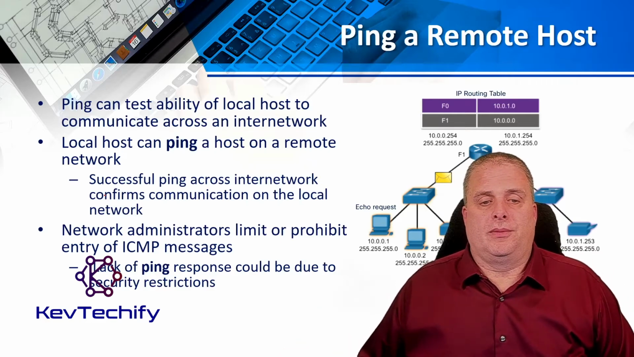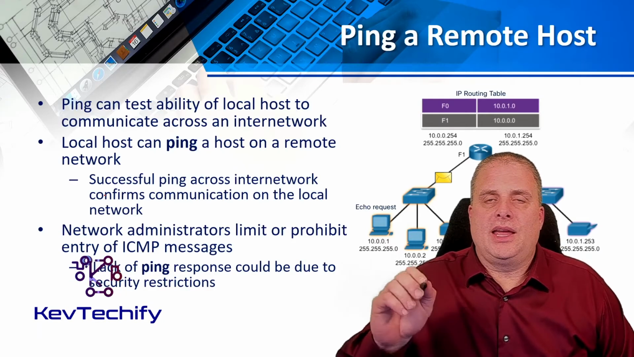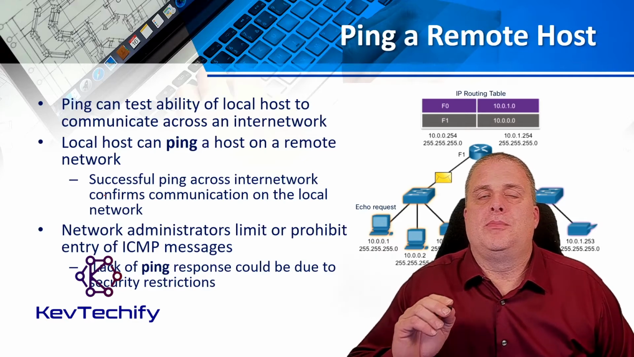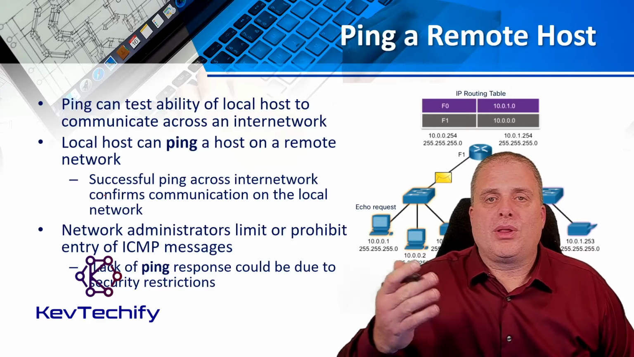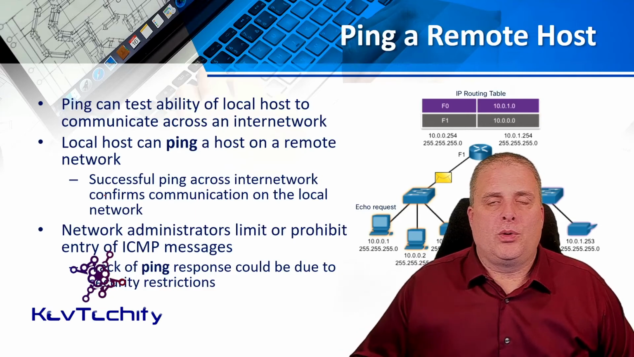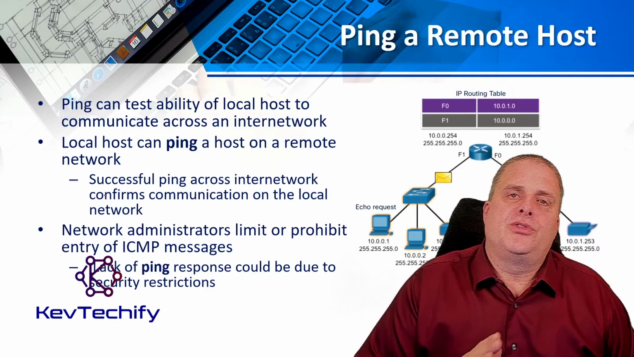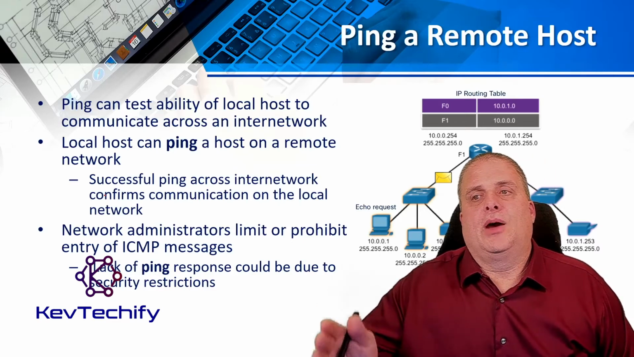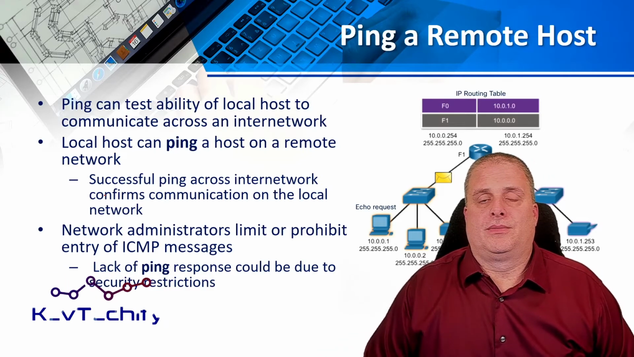Now, a lot of times network administrators limit or prohibit the entry of ICMP messages, and that includes the echo request. They block that at their network edge, and that'll come back in your ping window saying destination host unreachable. Now, that doesn't necessarily mean everything you set up is incorrect. That maybe means that the network administrator on the far network is blocking that traffic.